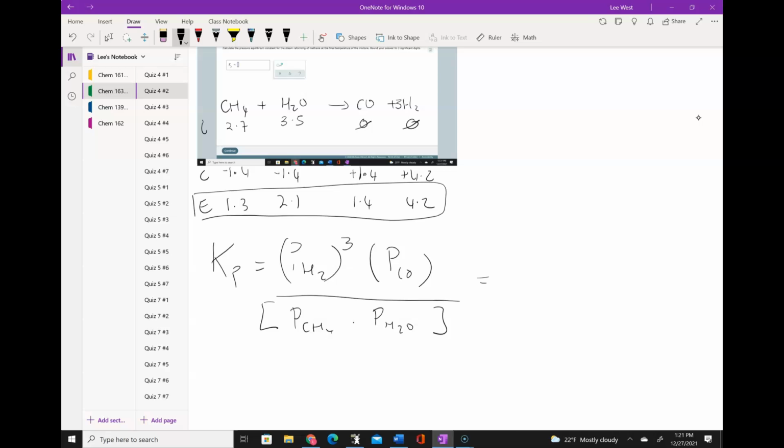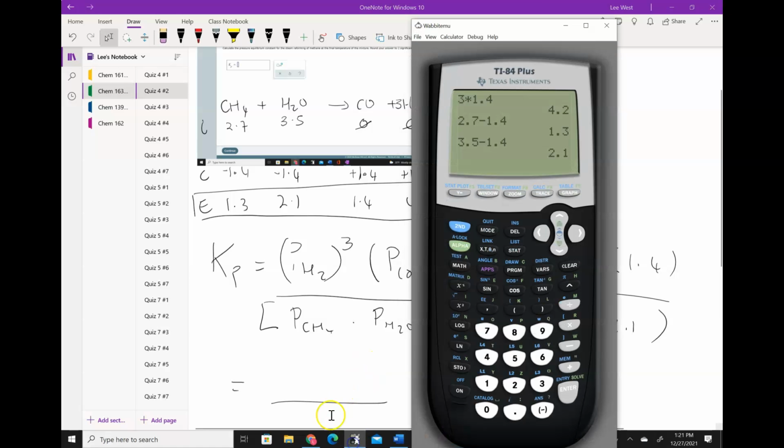So we've got 4.2 cubed multiplied by 1.4 divided by 1.3 multiplied by 2.1. And you want to make sure you got your parentheses on the bottom line there, and that you actually use the equilibrium values. All right, let's see what we get for Kp. Remember, Ks have no units.